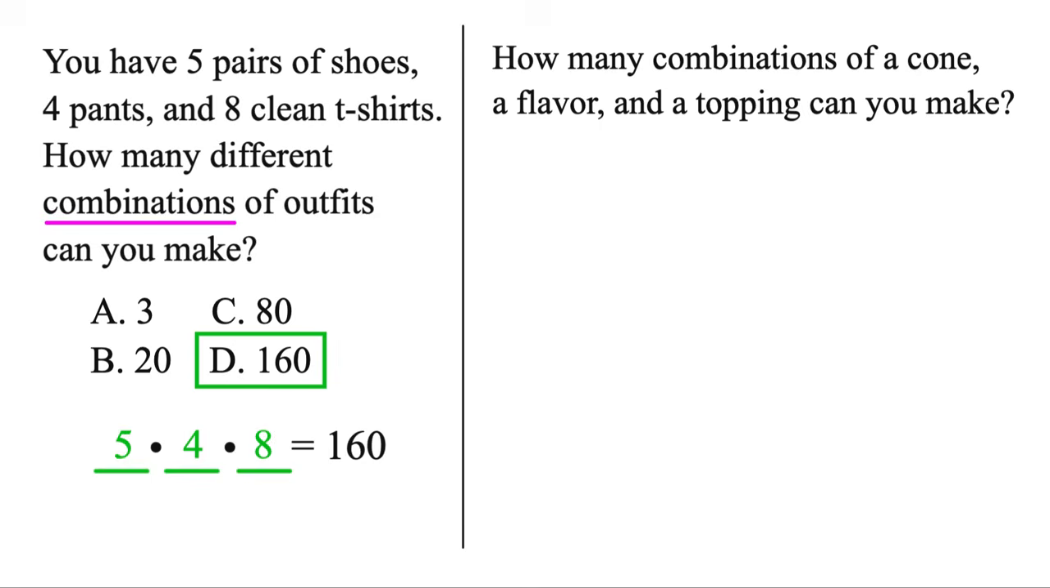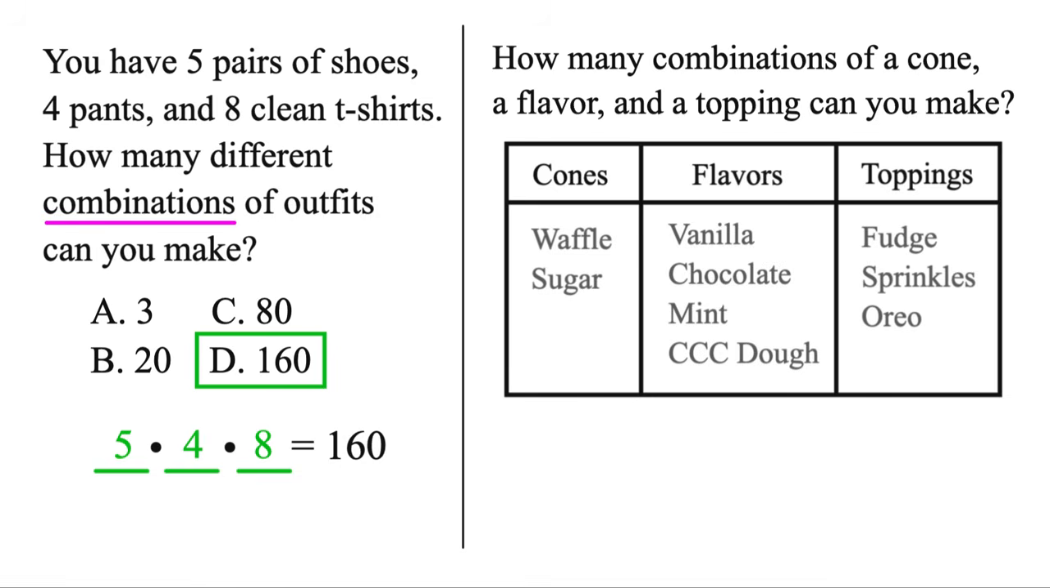Okay, feel free if you want to pause and practice with this one. We know it's a combination. It's going to be multiplication. So 2 times 4 times 3, just like that. And if you got 24, bingo.